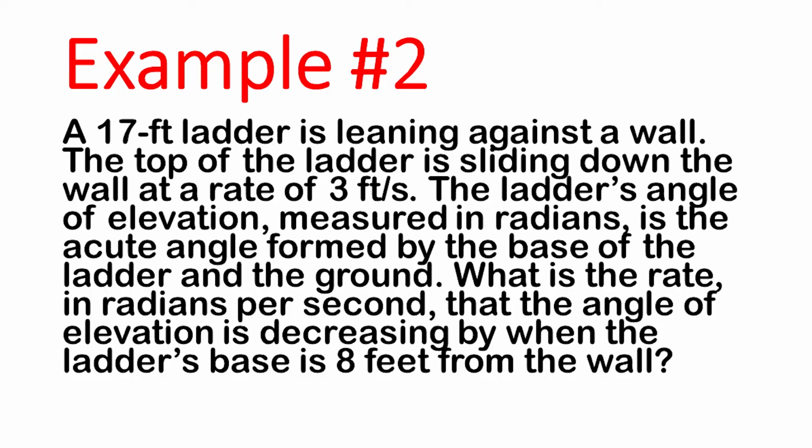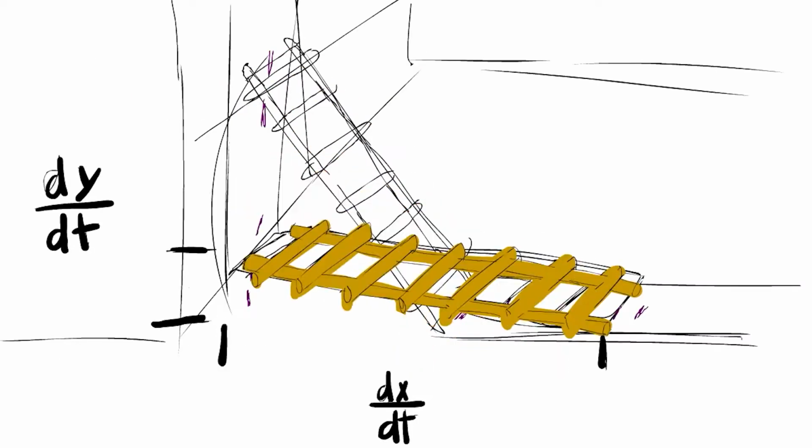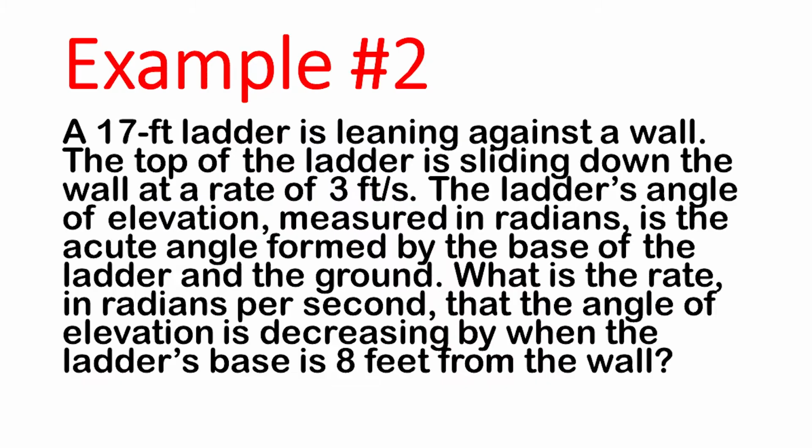All right. Let's look at example number 2, a slight variation of this particular problem. So in example number 2, it says a 17-foot ladder is leaning against a wall. The top of the ladder is sliding down the wall at a rate of 3 feet per second. The ladder's angle of elevation, measured in radians, is the acute angle formed by the base of the ladder and the ground. What is the rate in radians per second that the angle of elevation is decreasing by when the ladder's base is 8 feet from the wall?